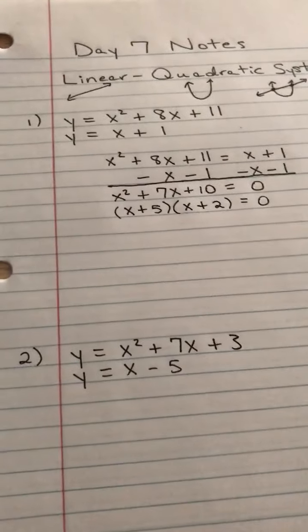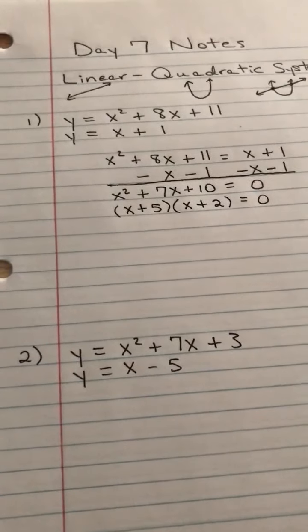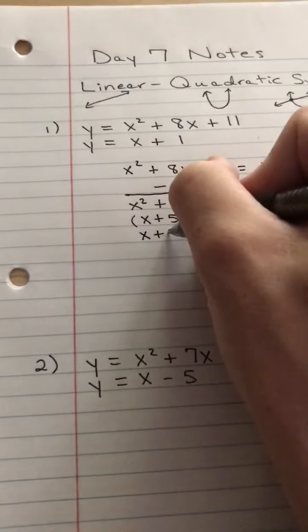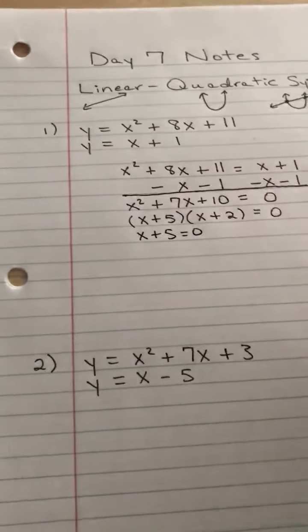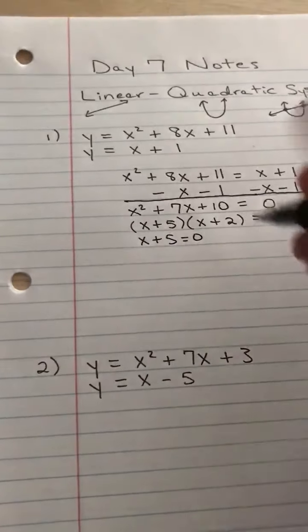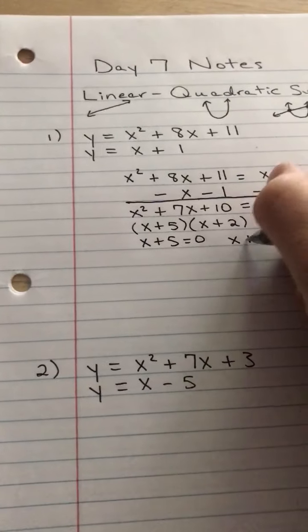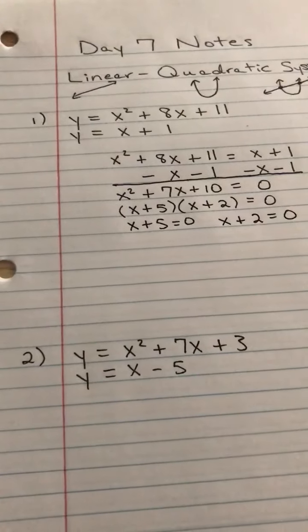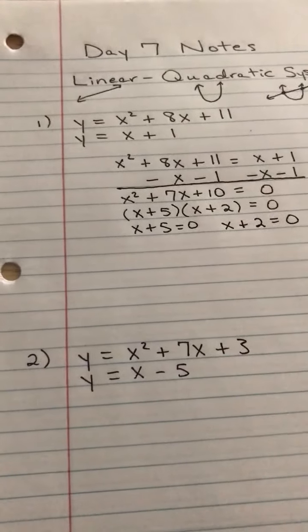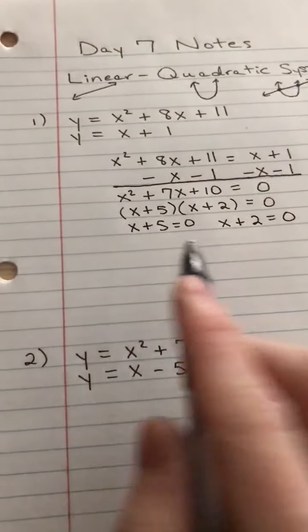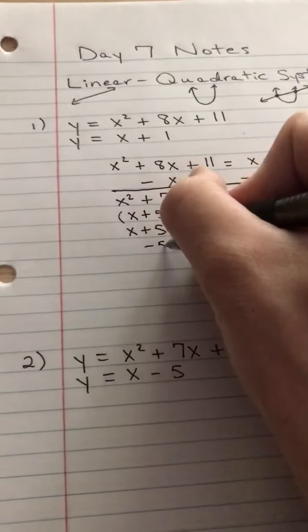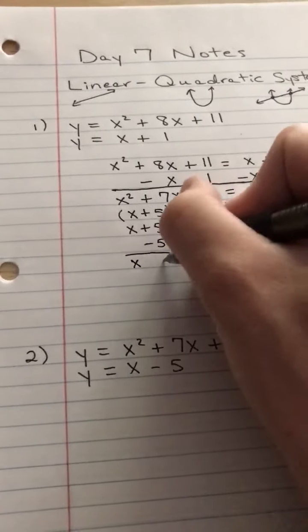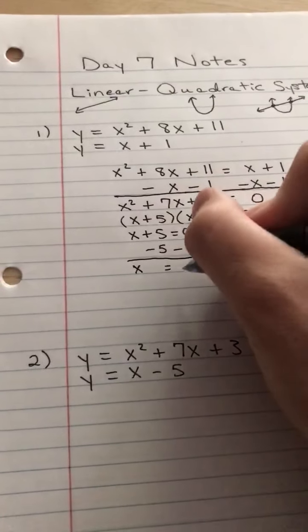Now we can take those individual factors inside the parentheses and set both of those equal to 0. So I got x plus 5 equals 0 for the first one, and for the second one I'm going to have x plus 2 equals 0. Alright, so now we solve both of these equations. I want to get x by itself, so I'm going to have to subtract 5 from both sides. And I get x equals 0 minus 5. That's going to give me negative 5.